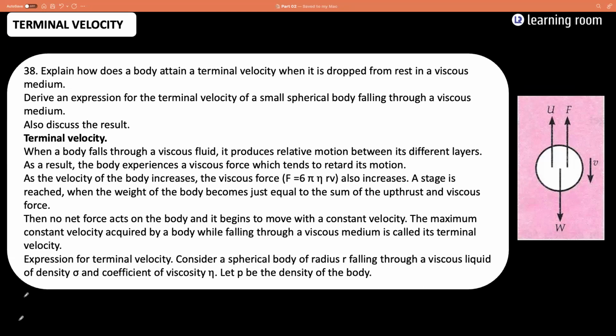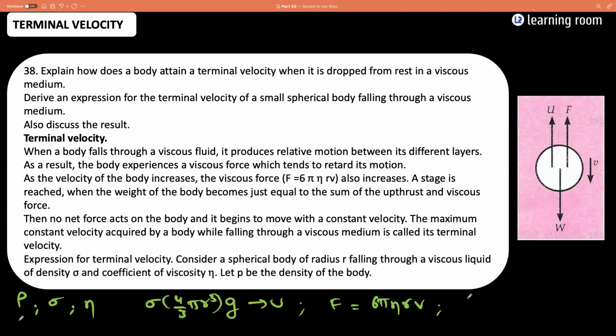When you talk about this dynamic equilibrium, observe. If the density of the solid is taken to be rho and the density of the liquid is taken to be sigma, and if the coefficient of viscosity is taken as eta, then upthrust is equal to sigma into 4 by 3 pi r cube into g. What is going to be the viscous force? That will be 6 pi eta r into v, and the weight of the object is going to be rho into 4 by 3 pi r cube into g.